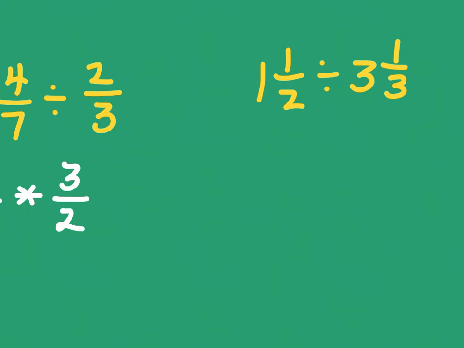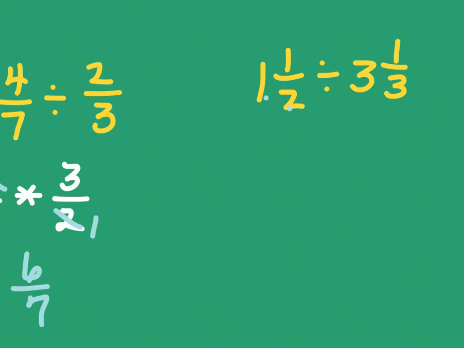And again, I could multiply straight across. This is now a multiplication problem. Or I could simplify. 2 goes into 4 twice. 2 goes into 2 once. Now I multiply across. That gives me 6/7. Or if I have mixed numbers, change them to improper fractions first.